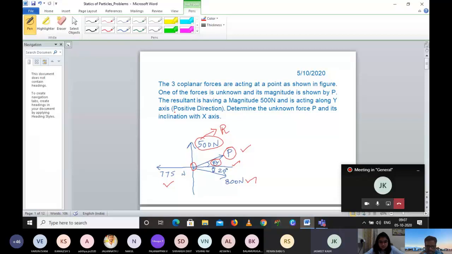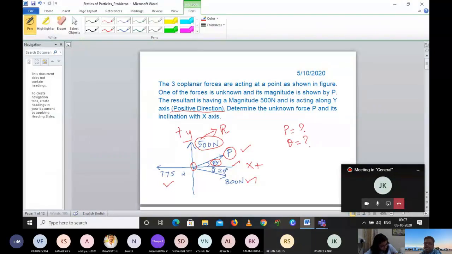One more thing, they said clearly the positive direction. Positive direction is upwards. This is Y, so it is positive. This is X, positive. So determine the unknown force P and its inclination with the x-axis. They are asking you to find what is P and what is theta.